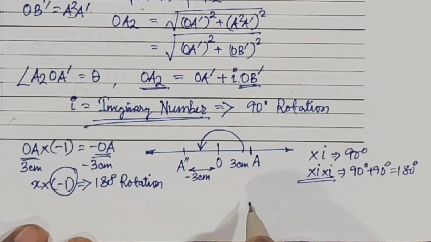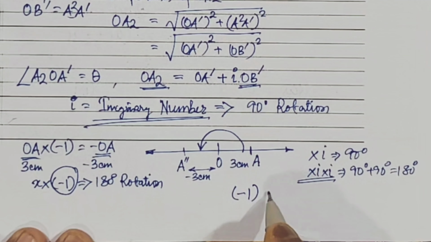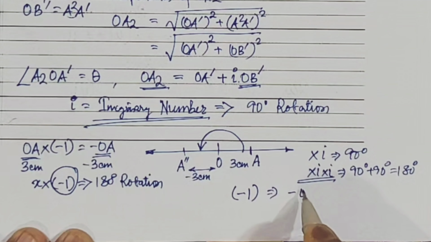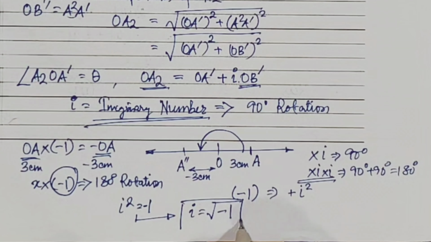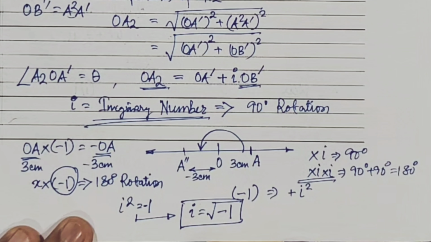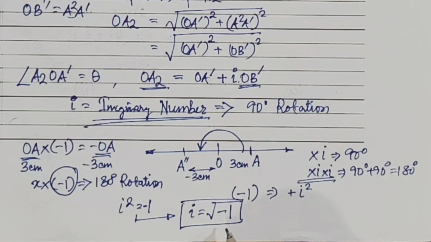That means multiplying something with minus 1 is equivalent to multiplying something with i square, i into i. So that means i square equals minus 1, which leads us to i being the square root of minus 1. So this is where your definition of imaginary number stands. i, the imaginary number, is square root of minus 1.